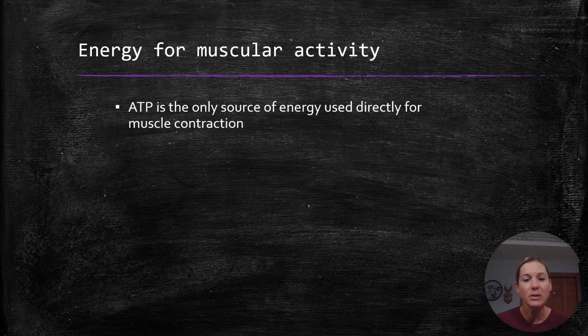Okay, so we know that ATP is the only source of energy used directly for muscle contraction. So again, think of this as kind of like the dollar bill, right? This is a critical source of energy for muscle contraction and bodily functions. So we have to be producing this all the time in order for us to do the things that we need to do throughout our day.